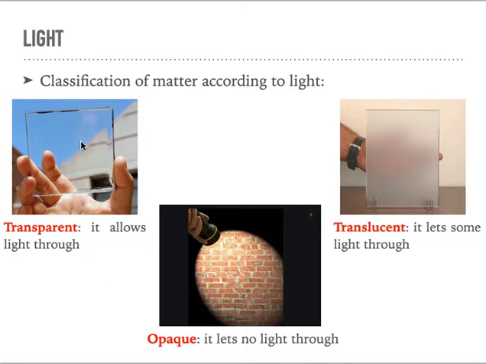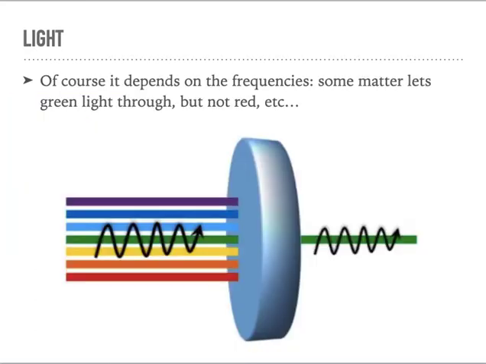So if the light goes through, we say that the material is transparent. If the light is getting through but only some of it, we say the material is translucent. And if no light goes through, then we say it's opaque. Of course, this is not as simple as this, because you can have some materials that let through some color but not the others. So in this case, this material is transparent for green, but it's opaque for the rest of the colors. So the materials can depend on that.